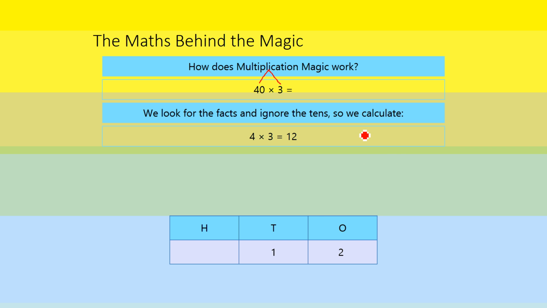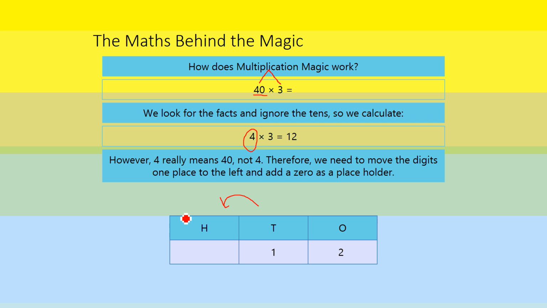If we're going to put our answers to this question into our hundreds, tens and ones grid, it would look like this. But because in fact this 4 isn't really supposed to be a 4, it's supposed to be a multiple of 10, 40, we need to make sure we move our digits one place to the left. We're multiplying them all by 10. And then we need to add a 0 in as a little placeholder. So 40 times 3 is 120.